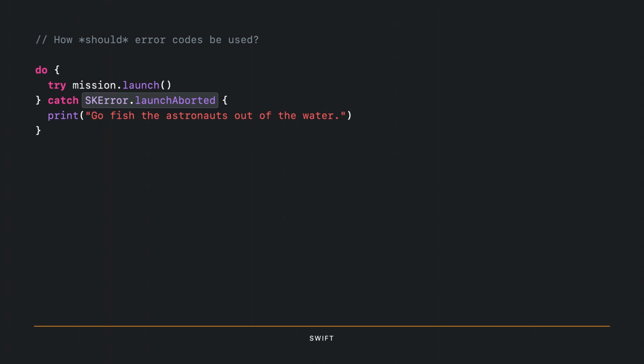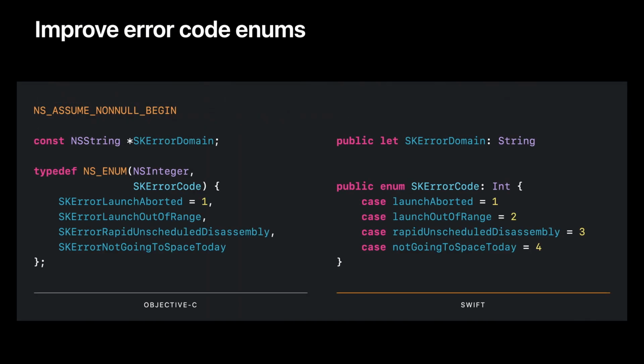Just name the error type and the case, and Swift matches them against the thrown error. That's way better. But of course, you don't have a Swift error enum. You have an Objective-C enum and an error domain constant. Can you turn those into something similar to a Swift error enum? You can. And really, it couldn't be easier.